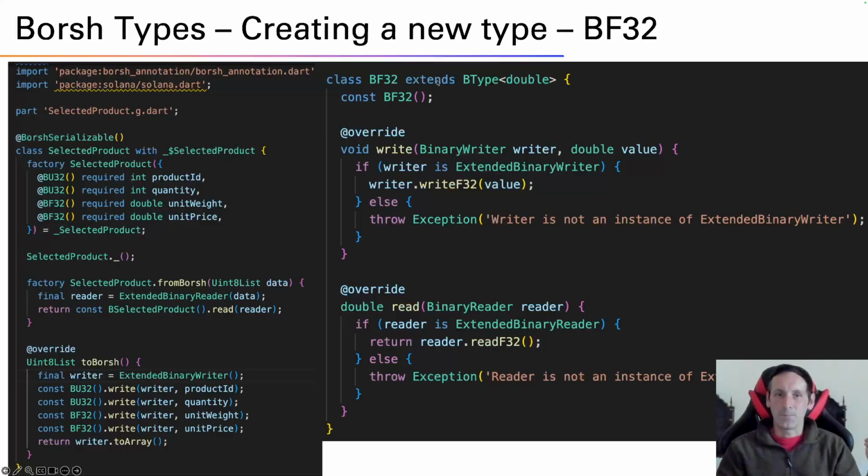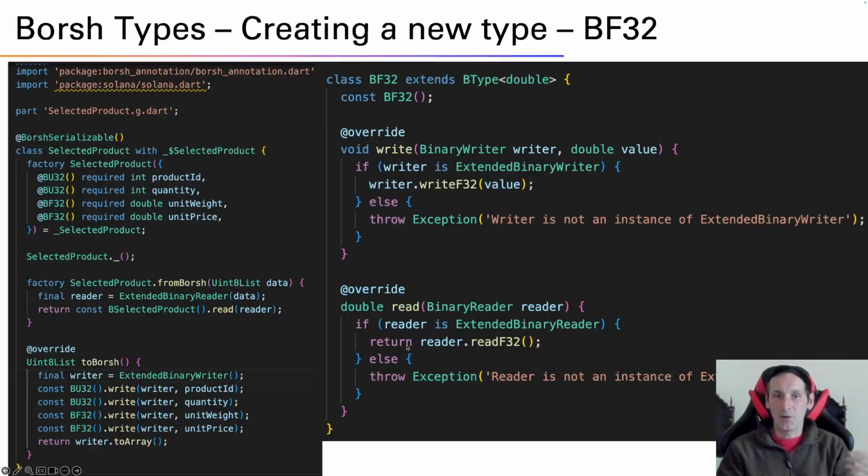And so the B-type class already exists. I believe this one is in the Borsh annotation package again. And you have to override these two methods, the write and the read. So in this case, I'll show you in a minute or two the definition of these. You have to define these extended binary readers and writers. So these we have to create, as I said already a few times.